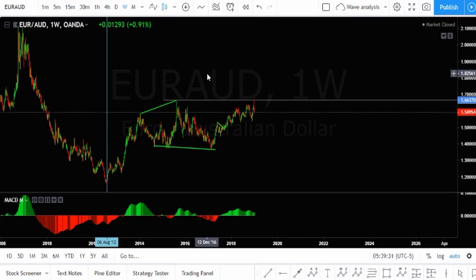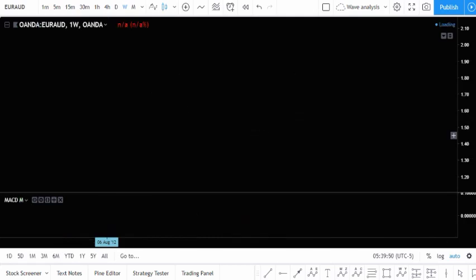So guys, remember, the labeling is only telling us where we are in the structure, and where we expect it to go next. And we will see this on anything you can trade. If you go to stocks, you'll see the same thing in stocks.